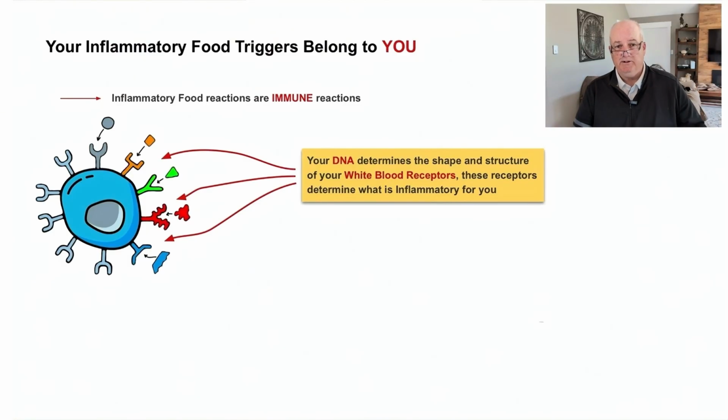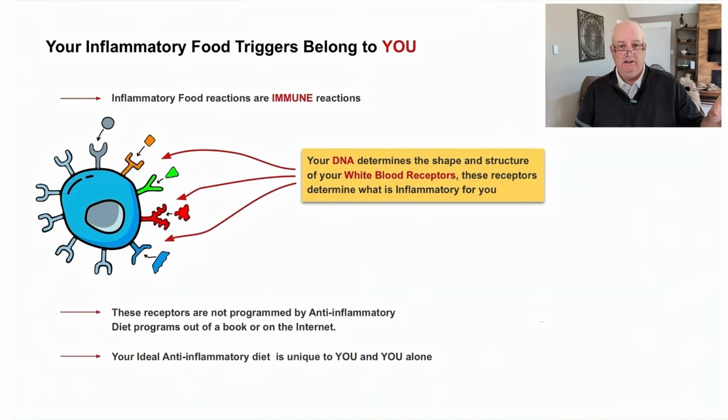So your inflammatory food reactions, what your white blood cells or receptors are going to determine is bad for you, it's determined by your genes and DNA. It's not determined by an anti-inflammatory diet program off the internet. It's not determined by your favorite health guru or a YouTube video. It's specific to you. That's what we have to figure out.